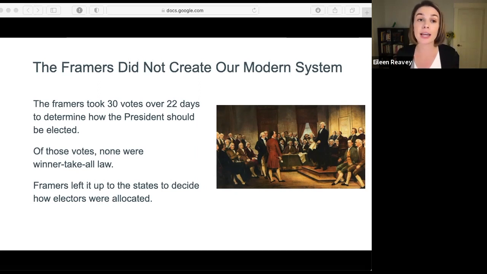So we're just saying, hey, state legislatures, we want you to use the power that the framers explicitly left to you to decide what's in the best interest of your citizens. And we're asking you to make your voters relevant in every presidential election for the first time.